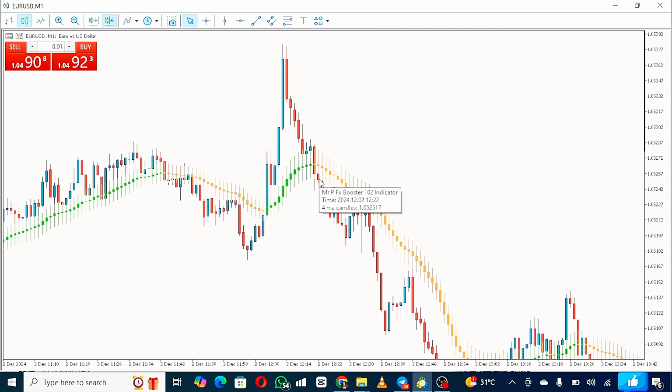But there is a catch here. You don't just take any trade from this indicator. Before you take a trade from the indicator, you must make sure that the candle you are taking the trade from is a larger candle. Are you getting me? Just like this one, this is a larger candle. That's why we have this great movement up. I don't advise you to take this kind of trade.